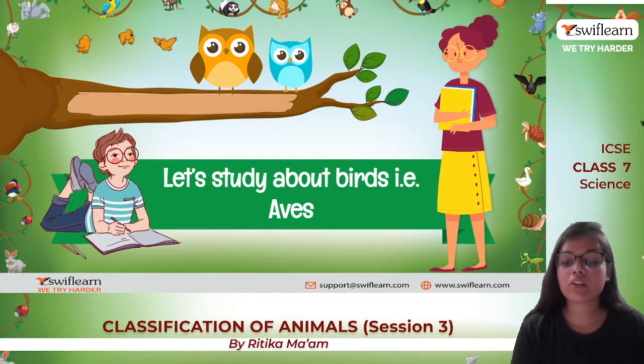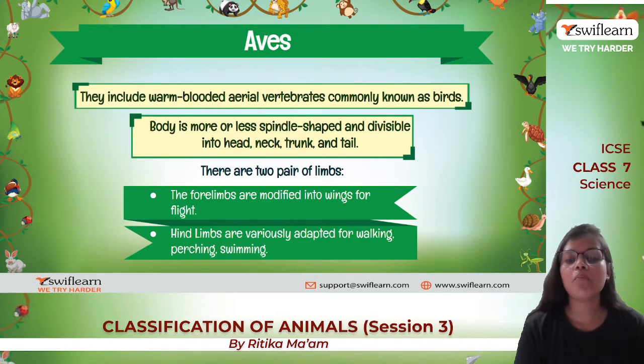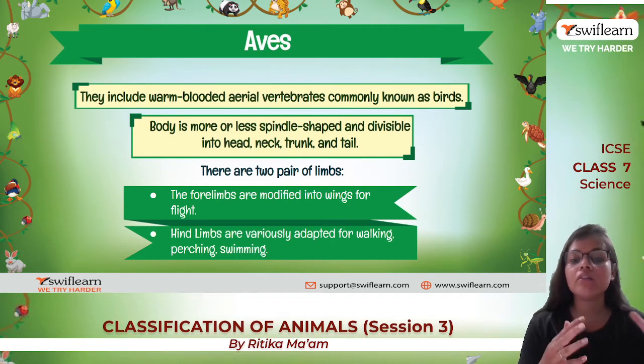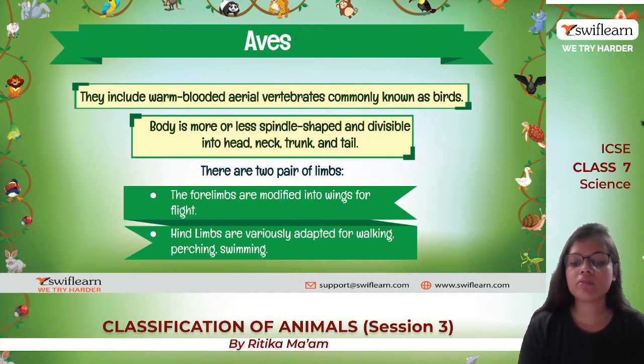Now let's study about aves. So Aves is the bird family. They are the warm-blooded aerial vertebrates which are known as birds. Their body is more or less spindle shaped, and it is divisible into head, neck, trunk and tail. They have two pairs of limbs, in which the forelimbs, the front limbs, are modified into wings for flight, and the hind limbs are adapted for walking, perching, swimming, eating, whatever they are doing.